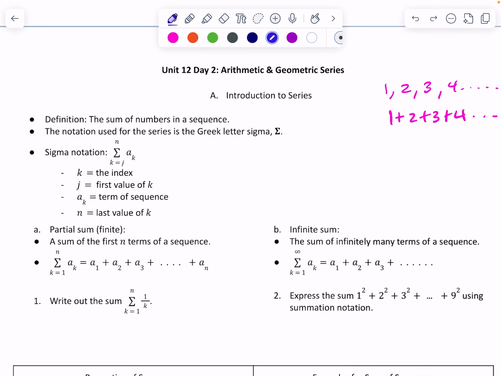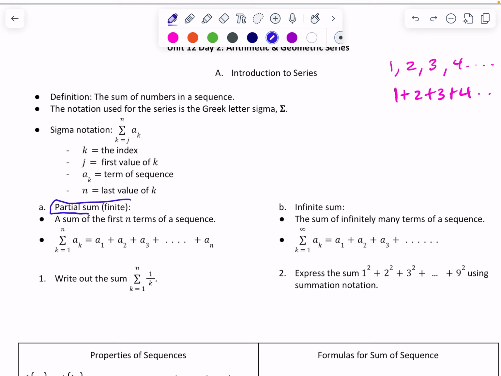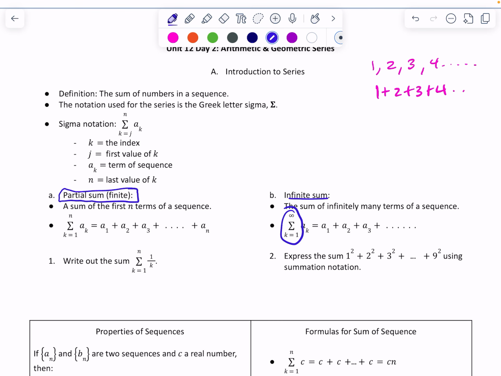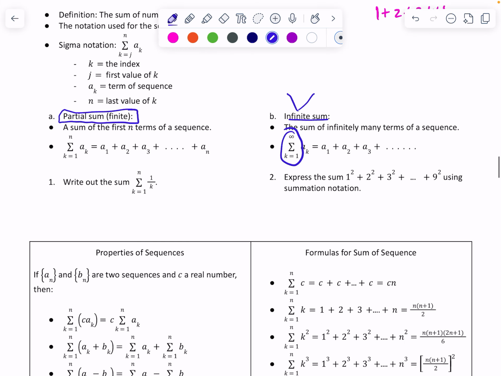Let's move on. Like I said, sometimes when we restrict the number of terms to be added, that's called a partial sum. If we go infinite sum, which means just keep adding the numbers of the sequence forever, that's a series. You would think that this actually deviates into two different types, the convergent and the divergent. We'll get to it later in the lesson.